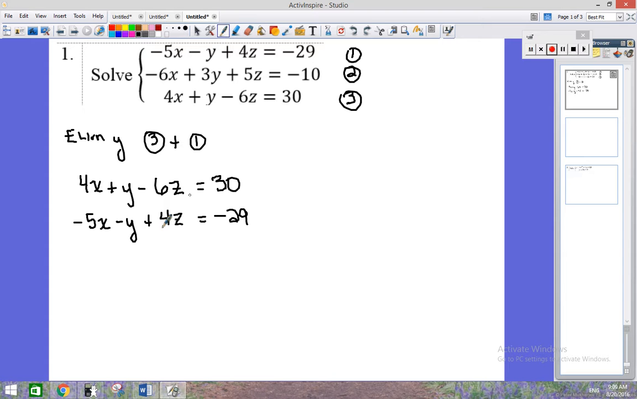Alright, so let's add these equations together. It's often convenient for students to put coefficients of 1 in front of those variables. I've got 4x, take away 5x, and negative 1x. The y's are eliminated, that's what I wanted to happen. And a negative 6z plus a 4z is negative 2z. And adding these together, I get 1. So I'm going to label this equation 4.